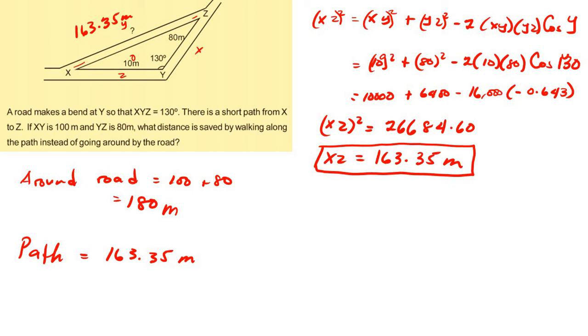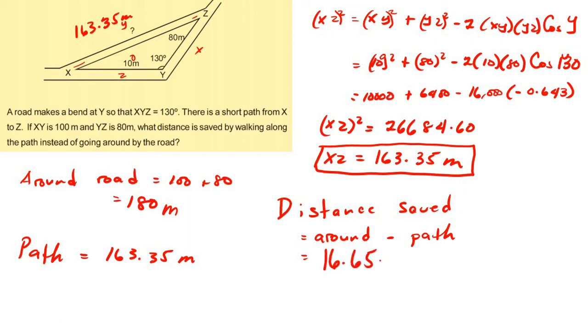Now, how much distance is saved? Okay, let's have your calculator. The distance saved would be around the road minus the path. And that would give us 180 minus 163.35, giving us 16.5 meters. This is the distance saved.